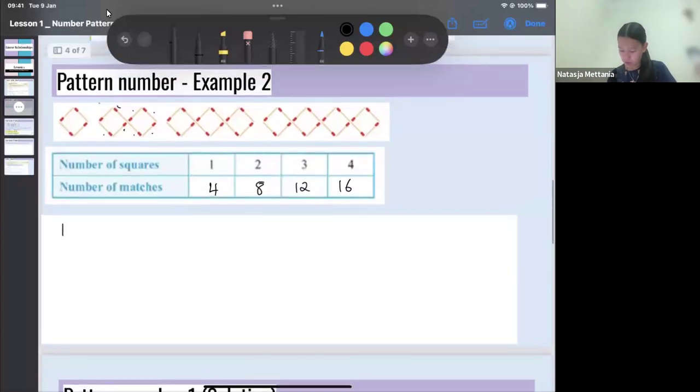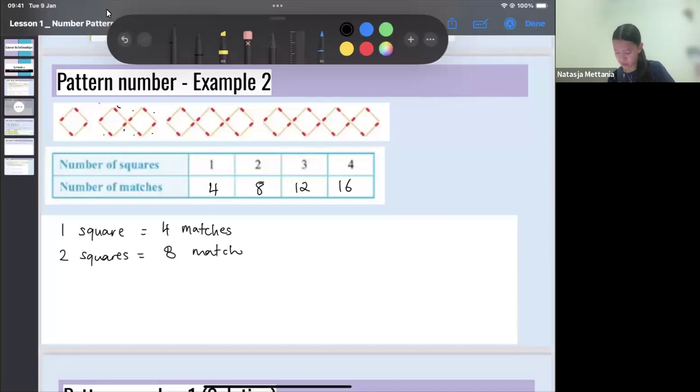Okay. Square number 1 has how many matches? 4 matches. Okay. I'm just going to say 4 matches or 4 matchsticks. The second one has 8 matches. The third, I'm just going to write it down like this because it makes it easier for me to look at in terms of relationships. 12 matches and 4 squares has 16.